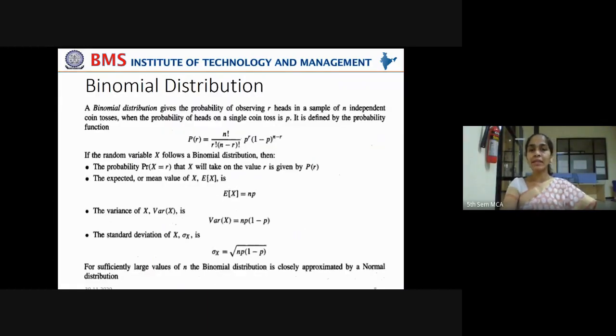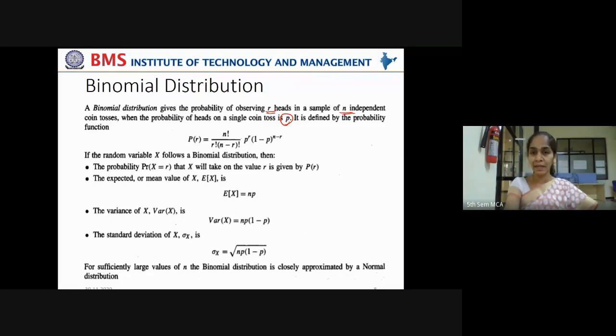A binomial distribution gives the probability of observing r heads in a sample of n independent coin tosses. Say I am tossing a coin 10 times and I want the probability of observing 6 heads. Then this binomial distribution gives the probability of observing 6 heads out of 10 independent coin tosses when the probability of heads on a single coin toss is p. You are taking the probability of a single coin toss. What is the probability of showing heads on it?